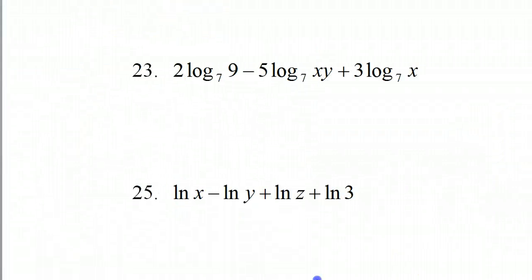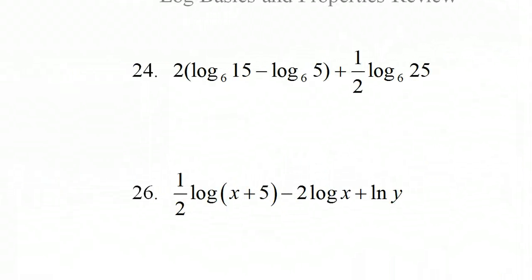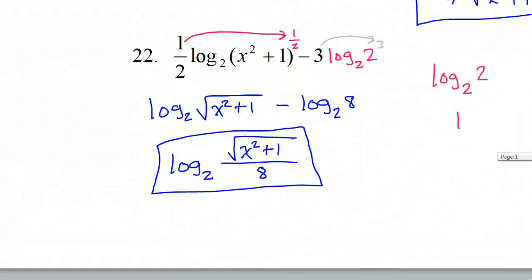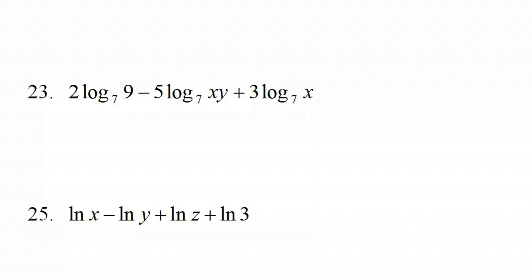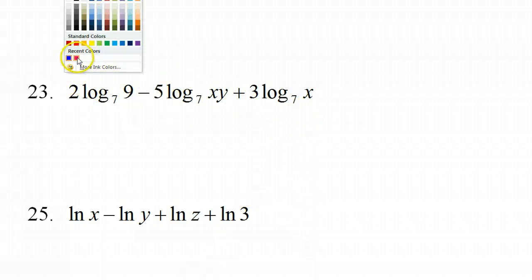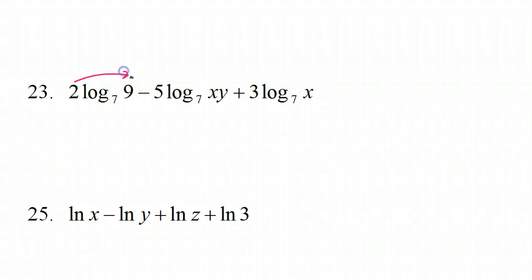Okay, let's see, 23, 24. I guess we're still condensing. So let's keep doing that, continuing the same process. So this 2 is going to come over and square that. This 5 is going to come over, but understand it has to show up on both of these. This 3 is going to come over, and it's going to be cubed.